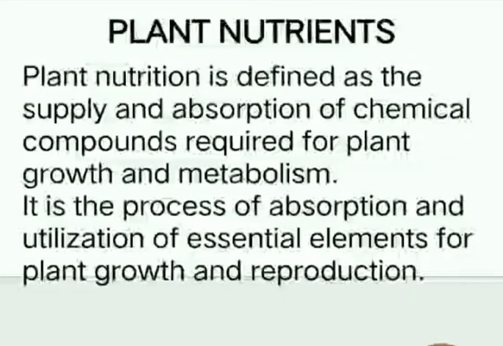What are plant nutrients? Plant nutrition is defined as the supply and absorption of chemical compounds required for plant growth and metabolism. It is the process of absorption and utilization of essential elements for plant growth and reproduction. So, plant nutrients are those elements which are required by the plant to complete their life cycle for their proper growth and development.